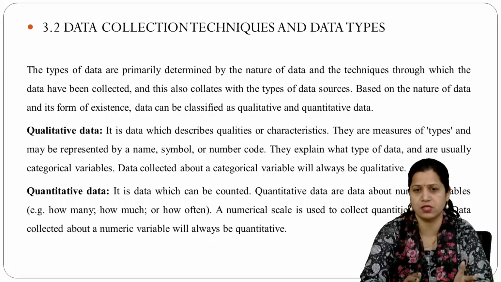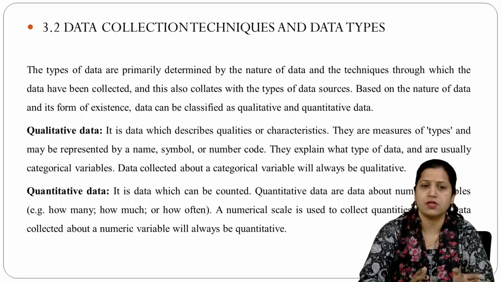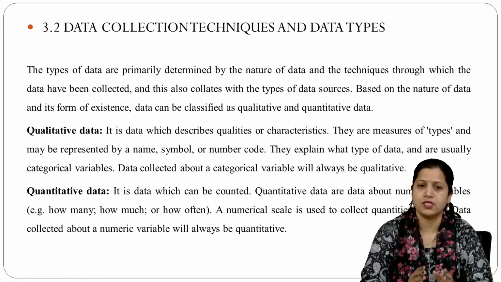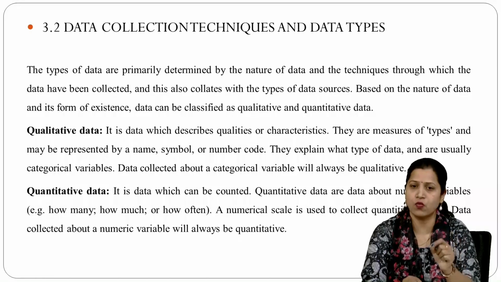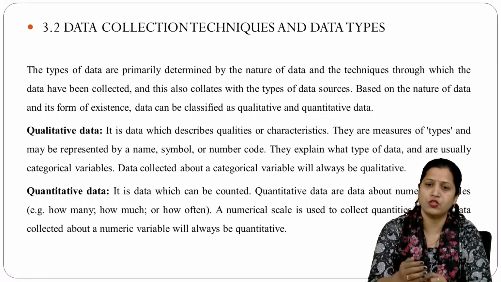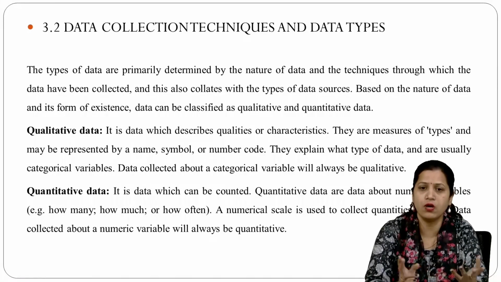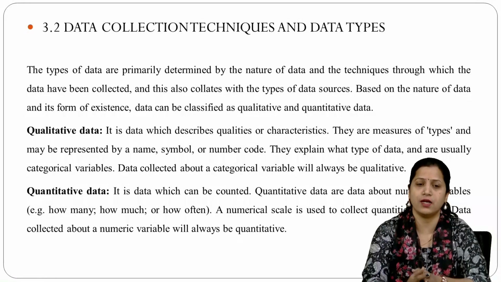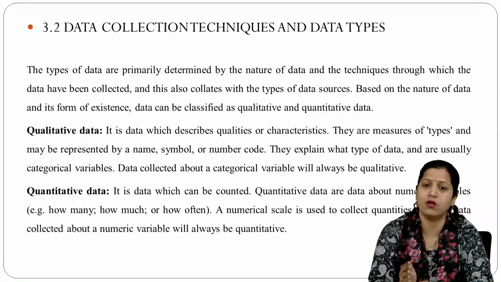So students, we have just discussed what is qualitative and what is quantitative data. Now we will understand it in a more meaningful way. First we will discuss qualitative data. What is the meaning of qualitative data? Qualitative data is the data which describes qualities or characteristics. It generally focuses on qualities and characteristics. They are measures of types and may be represented by a name, a symbol or a number code. They explain what type of data it is and are usually categorical variables, and data collected about a categorical variable will always be qualitative.